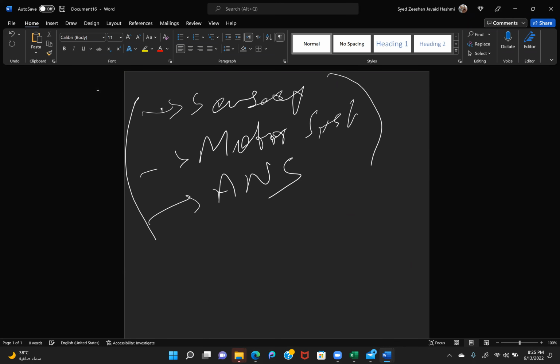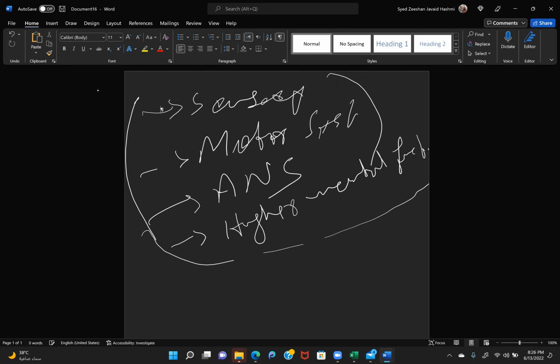It, and of course the higher mental functions. So whatever you are looking at, you will be thinking about these three or four things. All can occur. And another, this will not be directly related to CNS, but some of the aspects will be there.